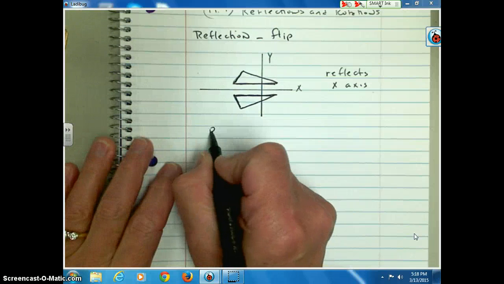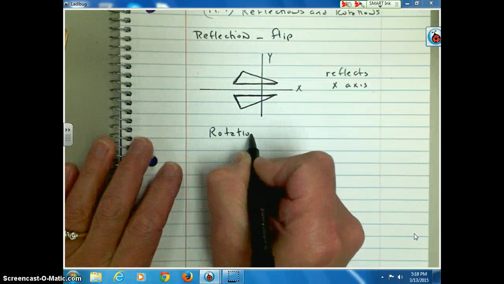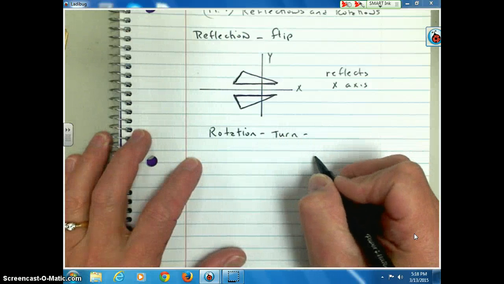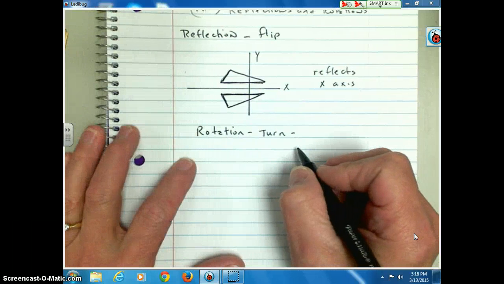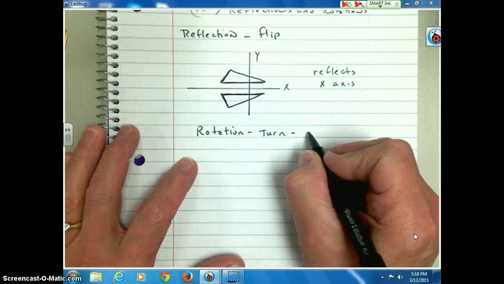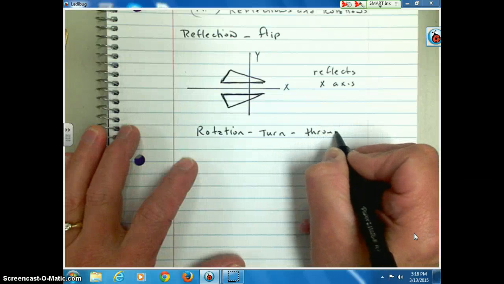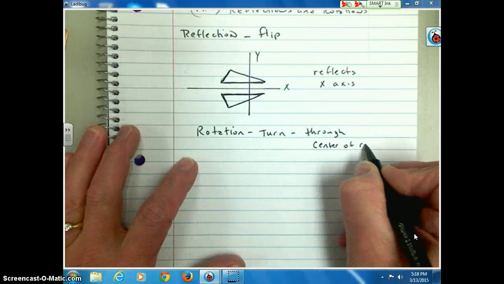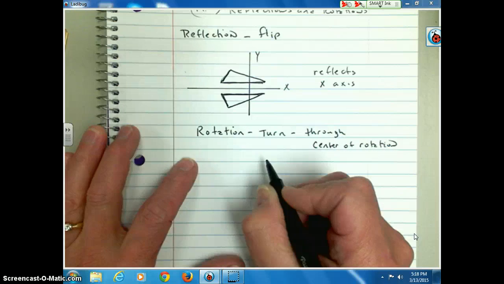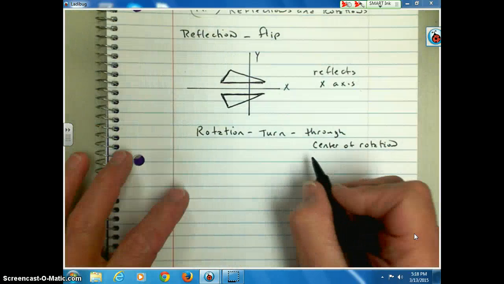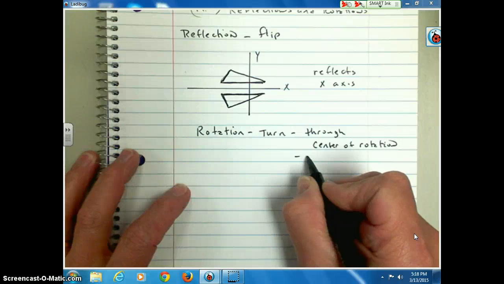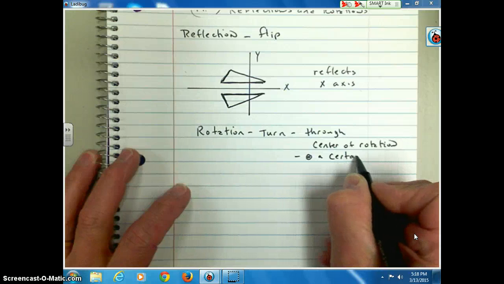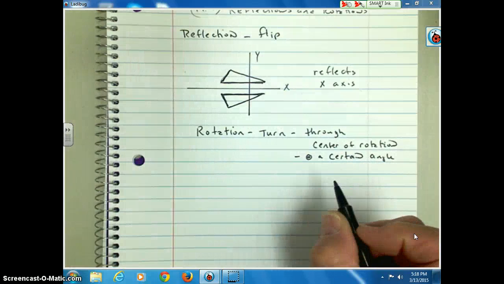And then we're going to do an example of a rotation. Another word for a rotation is a turn. Again, this is probably something you've seen before. So we do our turns through the center of rotation. There's a center point, and we also do a turn at a certain angle. So it takes place at a certain angle.